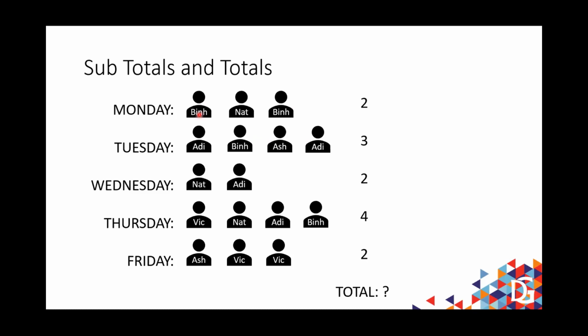see, has Bin been here before? Has Nat been here before? Has Bin been here before? And then it quickly becomes an expensive and complex operation.